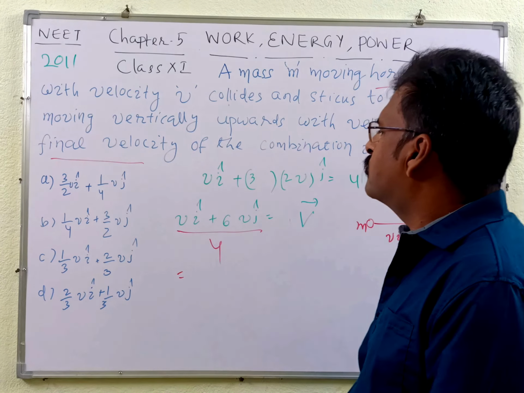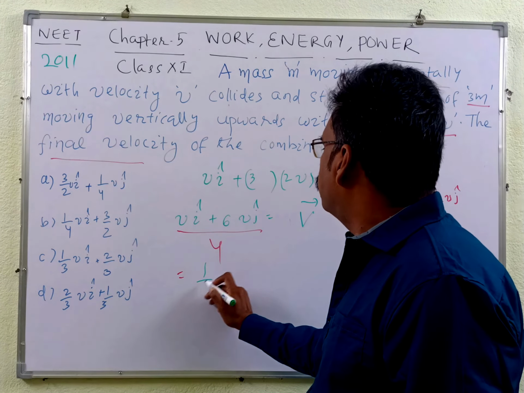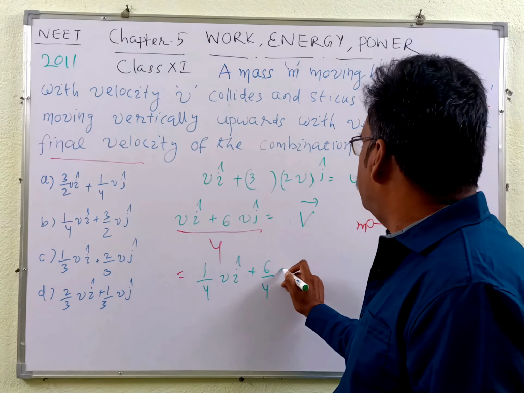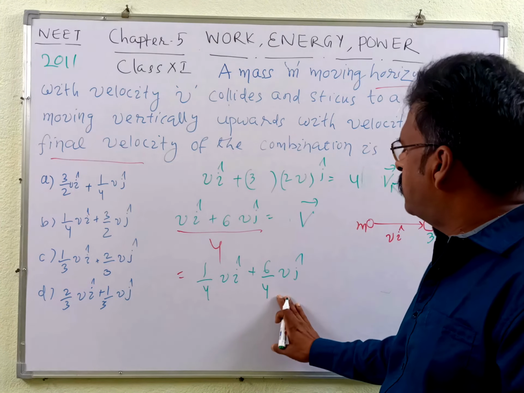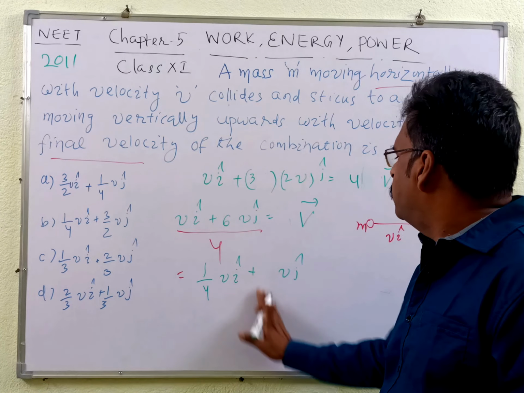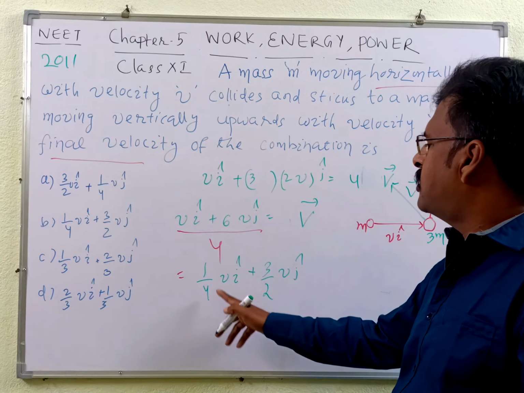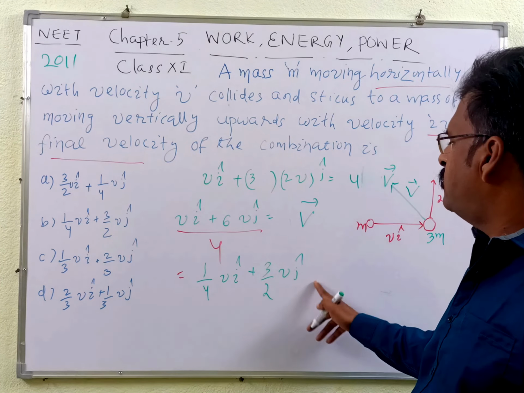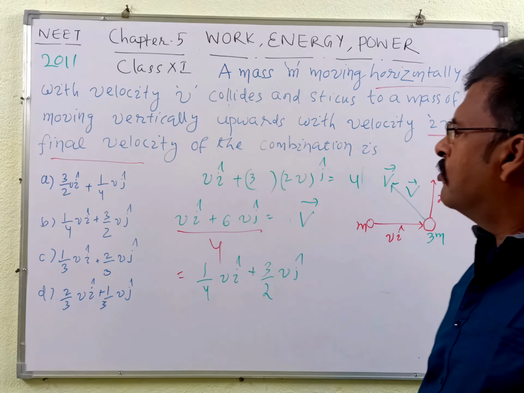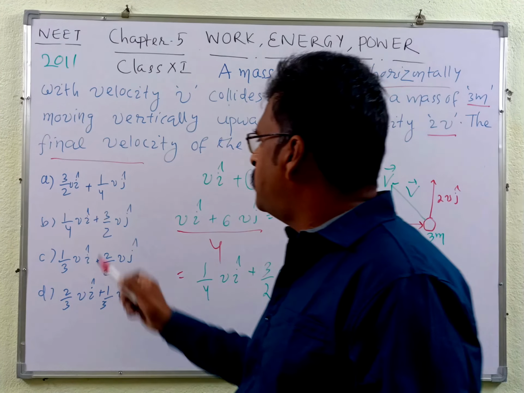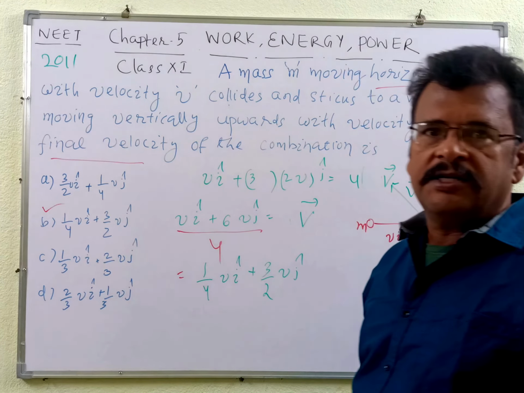So that will be equal to 1 by 4 v i cap plus 6 by 4 v j cap. We may write 6 by 4 as 3 by 2. So this will be the answer: 1 by 4 v i cap plus 3 by 2 v j cap. It is in option B. So option B will be correct for this question.